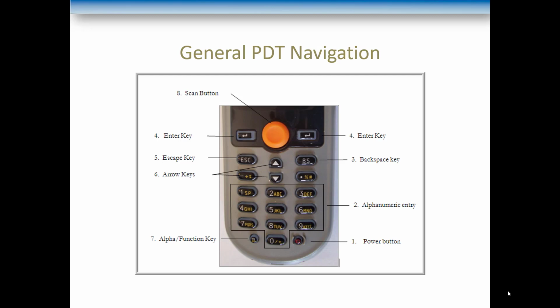Backspace key: if for whatever reason you've typed in a quantity and you need to adjust it, you can backspace there. Arrows can move up and down through the menus. You can see that I have an alphanumeric keypad. So, for example, if I have a tag that will not scan, I can actually type in the item number and then go ahead and type in my quantity. The alpha function key is lower left, power button lower right.